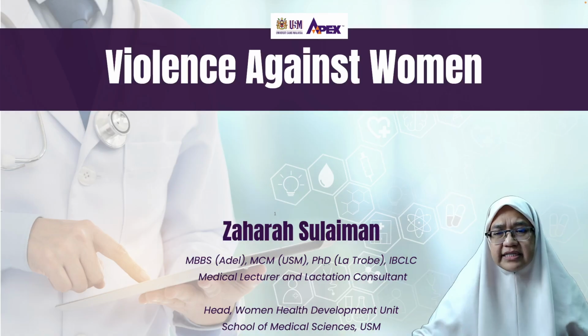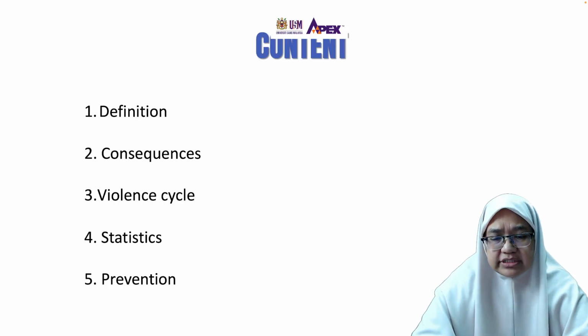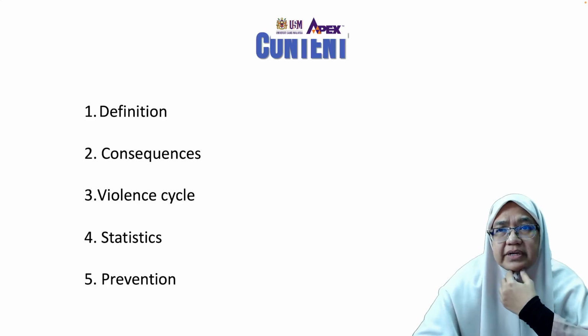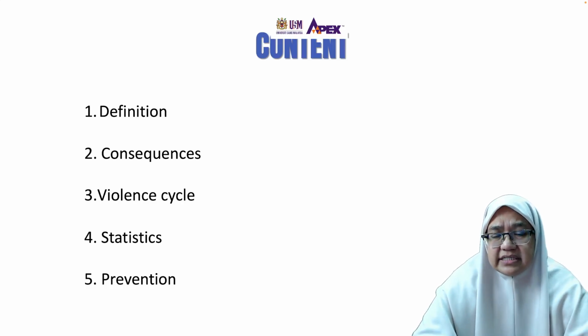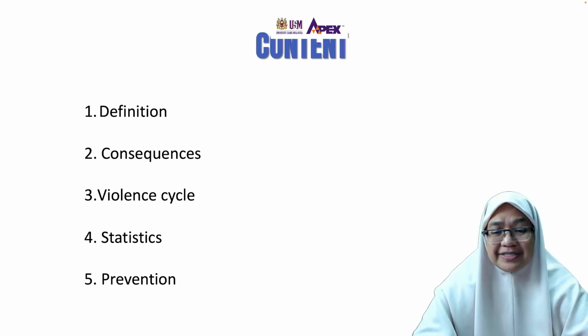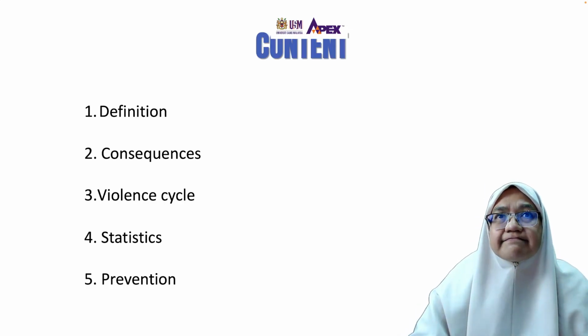So in this presentation, I'm going to cover a few topics. To start with, I will cover the definitions and the consequences or impact of violence, and then the violence cycles, and fourth, some statistics or data related to violence. And the last one, I'm going to talk about how we can prevent violence, if that is possible. We hope it's possible. So let us start with the first one.